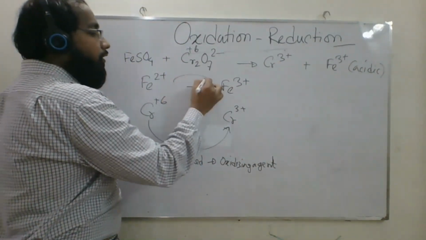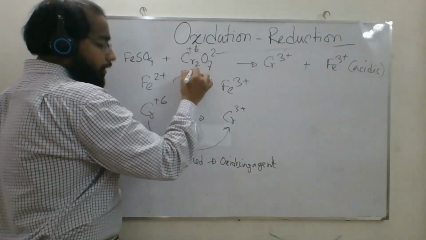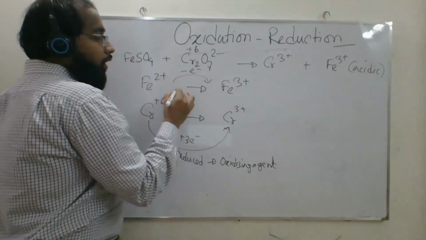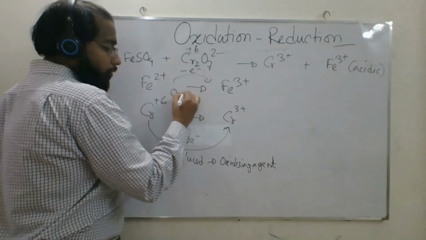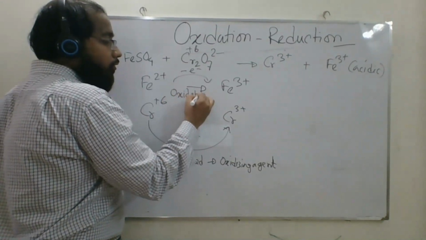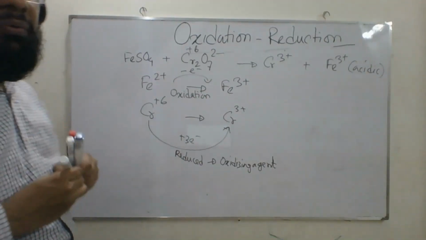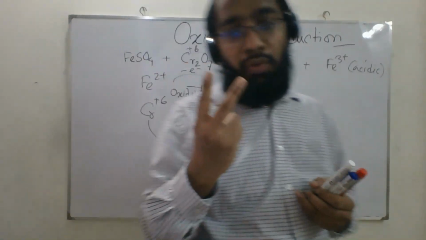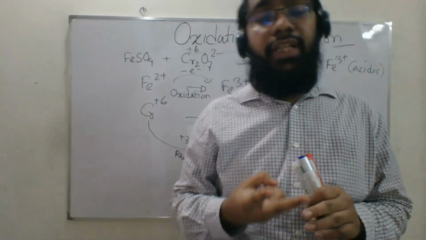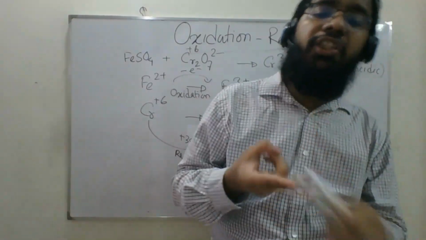Now for this one, it actually donates 1 electron. So this is an oxidation process, and this is a reducing agent. Now we will write down two half reactions: one for the reduction half reaction, another one is the oxidation half reaction.